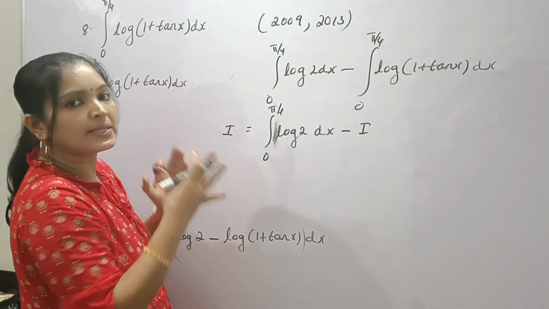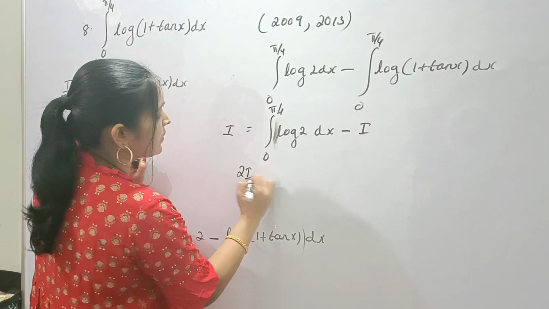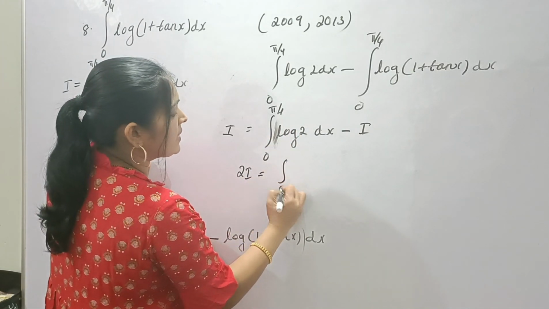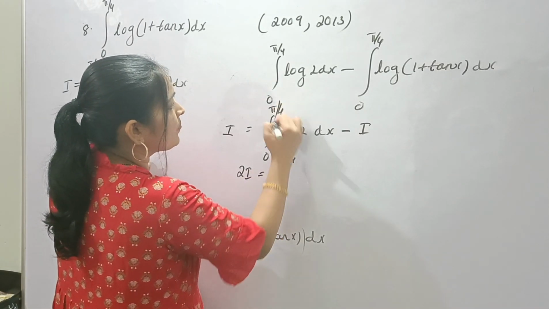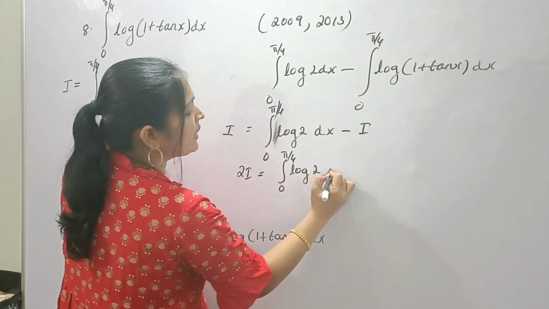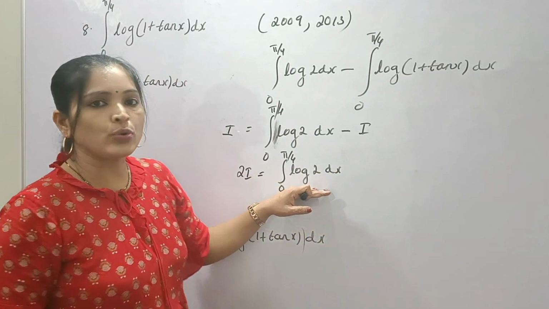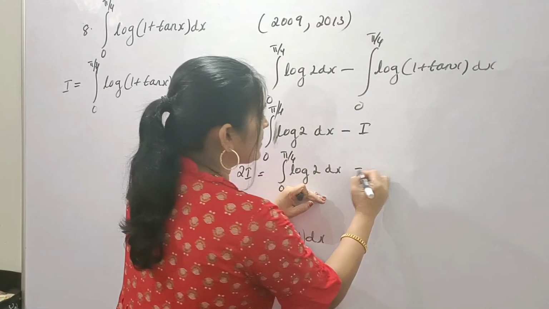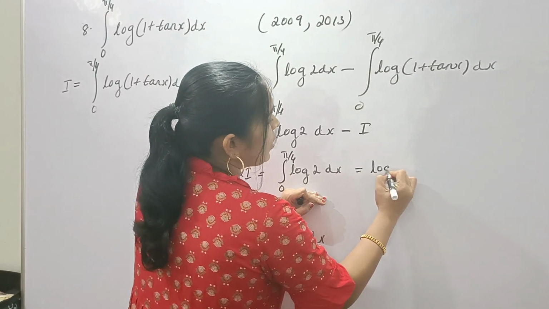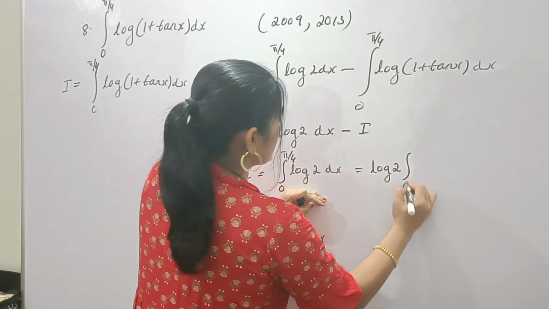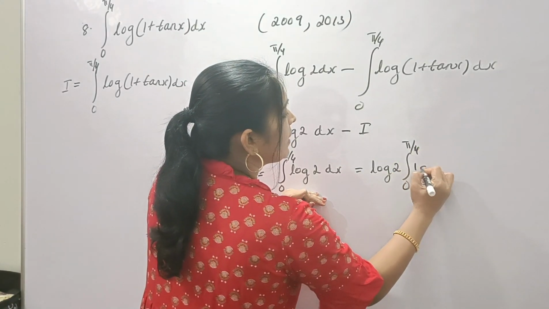Next we will take this I to the left side. So it will become I plus I, that is 2I. 2I is equal to integral 0 to pi by 4 log 2 dx. See here, log 2 is a constant, right? So we can take it outside. So log 2 into integral 0 to pi by 4 1 dx.